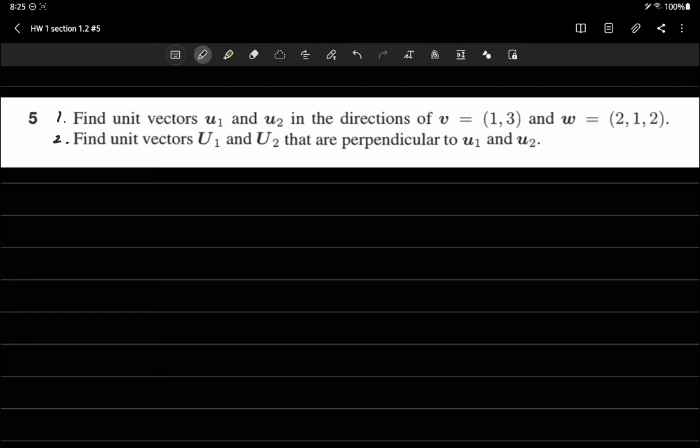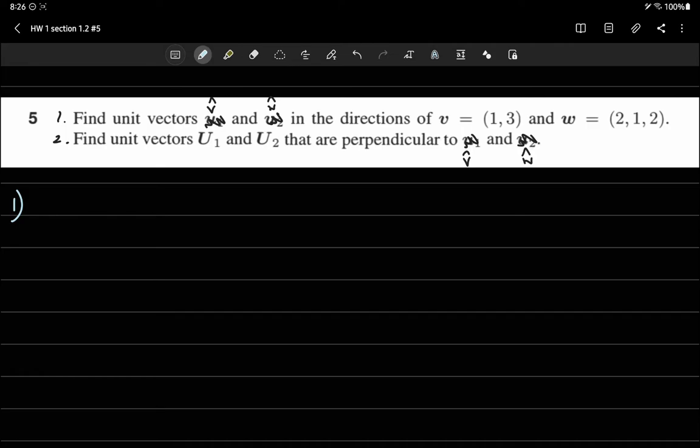So I'll label the questions, and I'll change the names of the first two vectors that we're supposed to try to find to v hat and w hat, just so it's a little bit easier for us so we can recognize what we're dealing with. So with that done, we can get started. So question 1. Find unit vectors v hat and w hat in the directions of the given v and w.